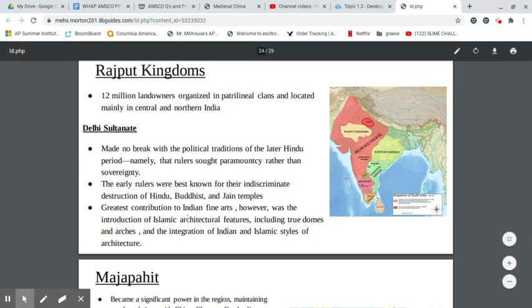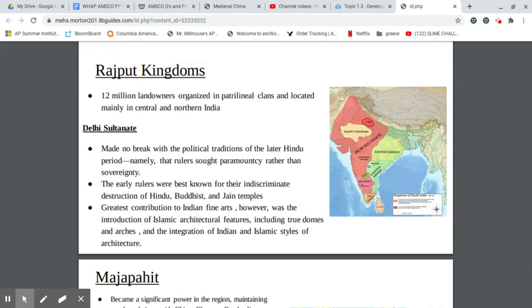Yeah, the Delhi Sultanate, which of course you associate with being Islam, Muslim. They were Turks that came in from these areas and conquered these people. The early rulers were best known for their destruction of Hindu, Buddhist, and Jainist temples. Muslims aren't playing that game. They don't want them around, so they're destroying those temples and replacing them with Islamic mosques.